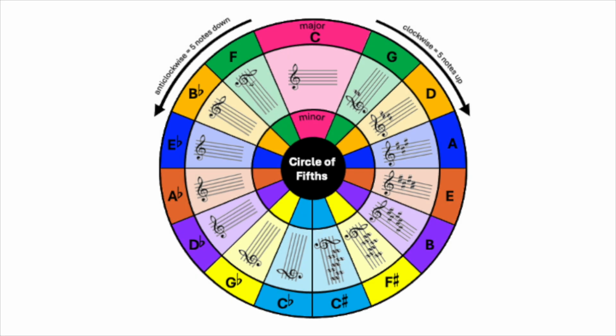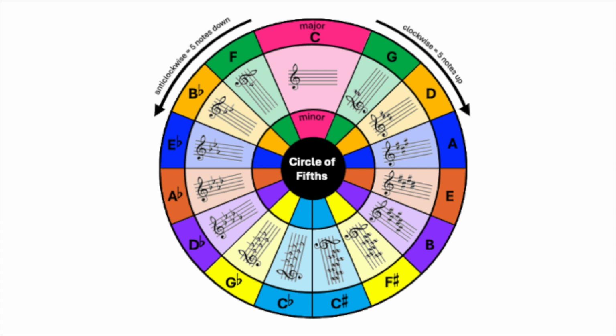F major has 1 flat, B flat major has 2 flats, E flat major has 3 flats, A flat major has 4 flats, D flat major has 5 flats, G flat major has 6 flats, and C flat major has 7 flats.